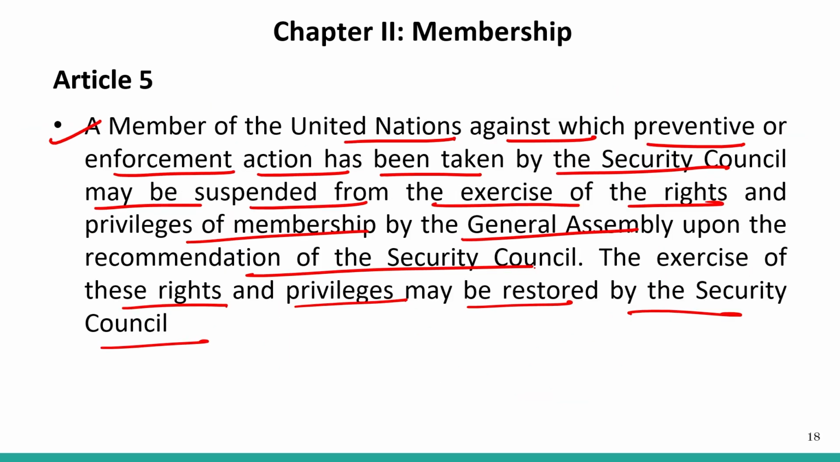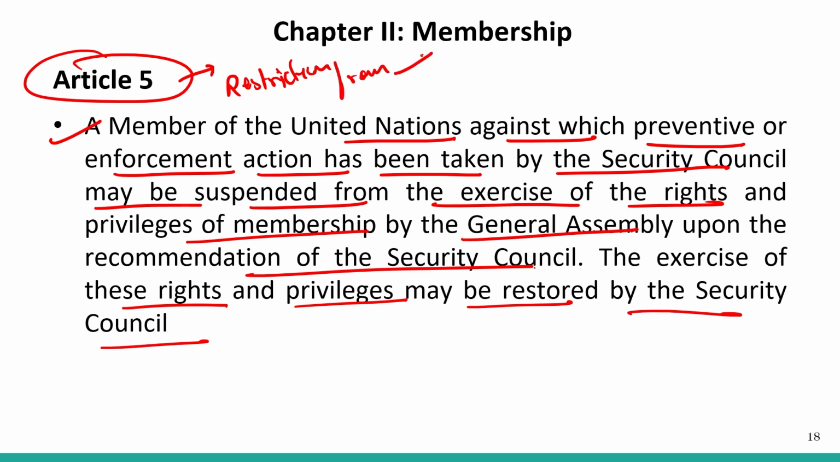But Article 5 is actually talking about a restrictive approach. Restriction from membership. Restriction from membership says that a member of the United Nations against whom preventive or enforcement actions have been taken by the Security Council. Now, what are preventive and enforcement actions? Obviously, we will discuss those things when we get to the particular chapter talking about the preventive and enforcement actions taken by the Security Council.